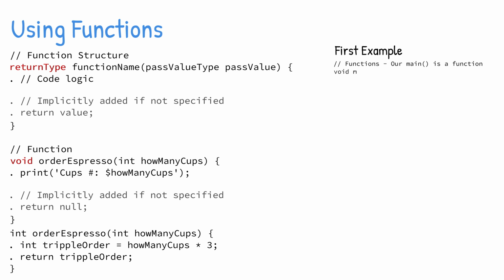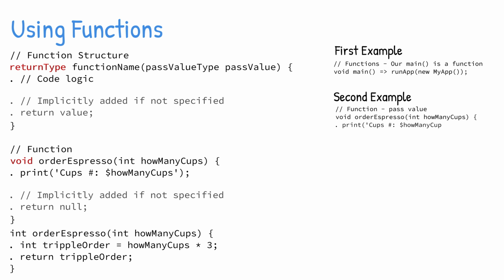The first example shows the app's main is a function with void as a return type. The second example has a void as the return type, but the function takes an integer as a parameter, and when the code is executed, the print statement shows the value to the log terminal. Since the function is expecting a parameter, you call it by passing the value like orderEspresso, and in parentheses, you pass the number 3.